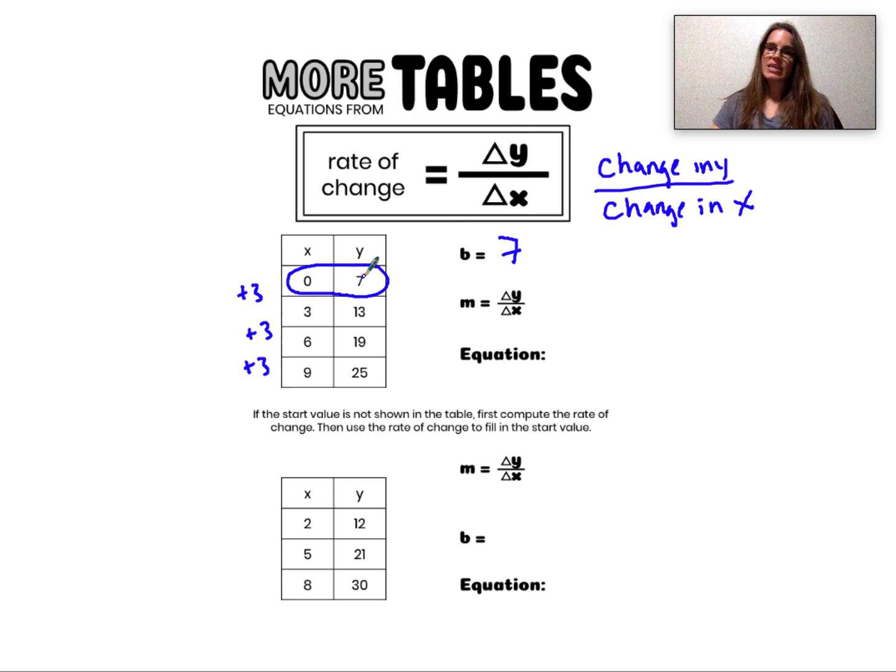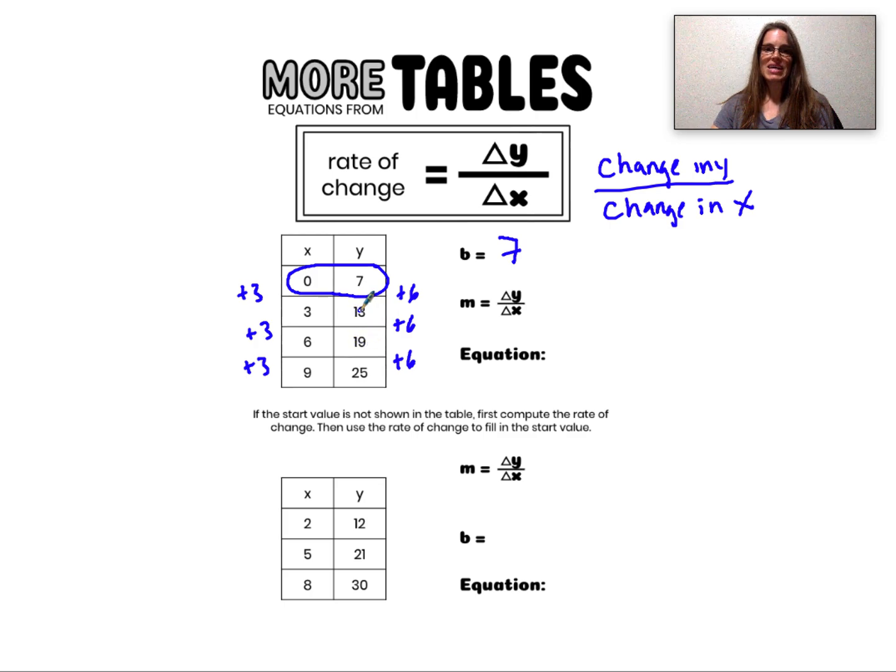Delta y is what am I adding to 7 to get 13? I am adding 6. What am I adding to 13 to get 19? I'm adding 6. What am I adding to 19 to get 25? I'm adding 6. If you can't just look at the table and see what you're adding or subtracting, you can work backwards, taking one row and subtracting the previous value in order to find that change.